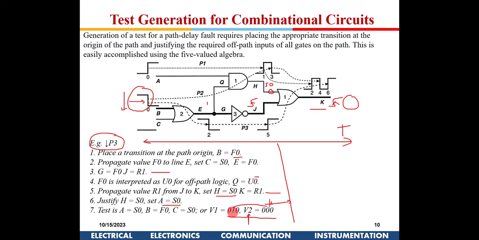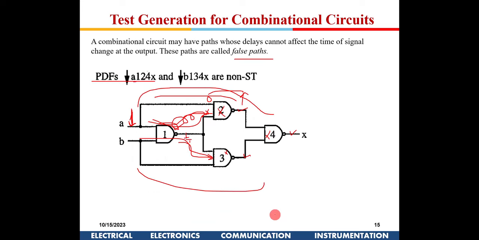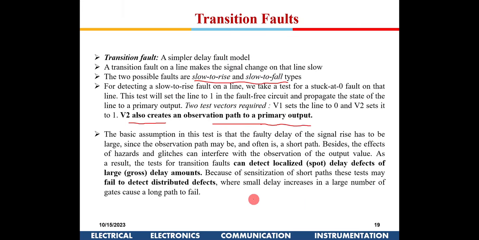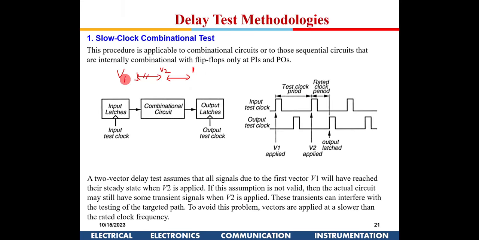So if I try to give more time here, then only I can for sure say I am looking at this particular path and the test results are proper. That is the reason we use a slower clock here. First, we give the test vector V1. The moment we give it, this is the total time available for V1 to get settled. There is a lot of time available.